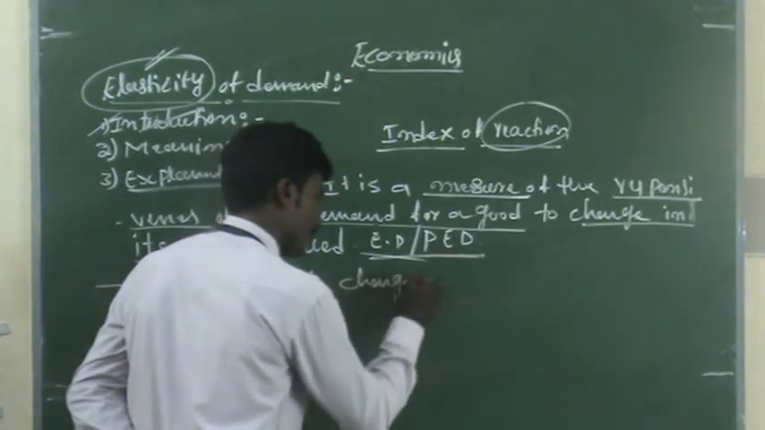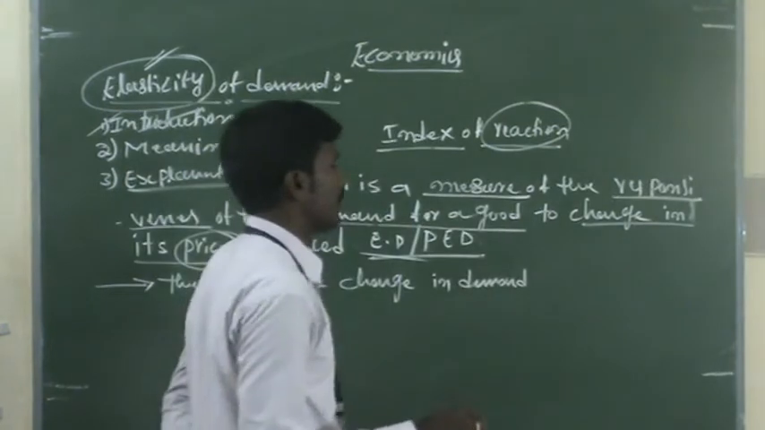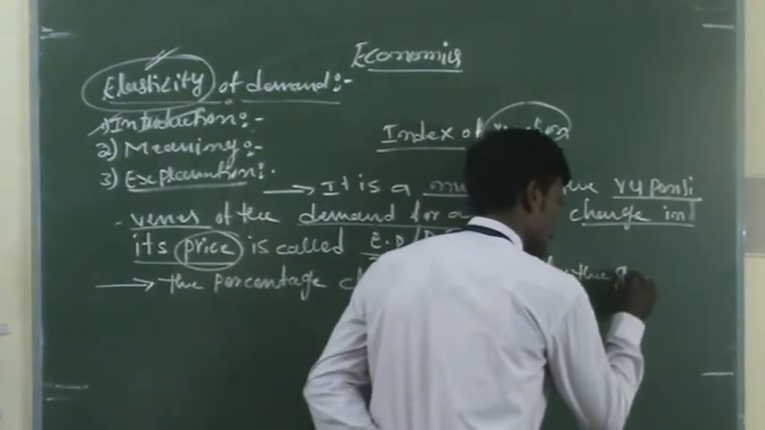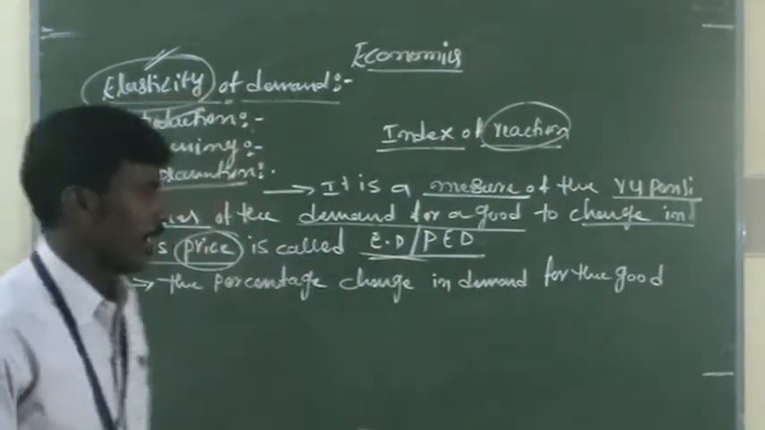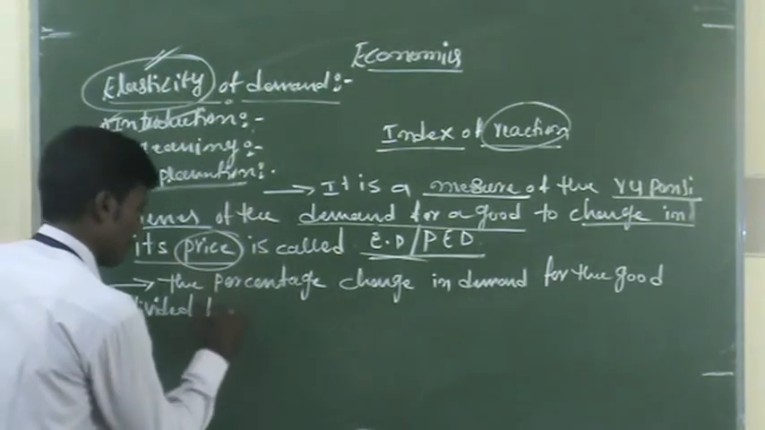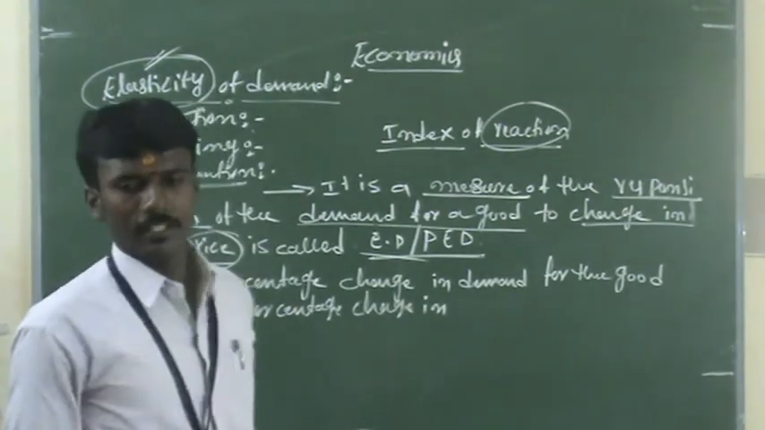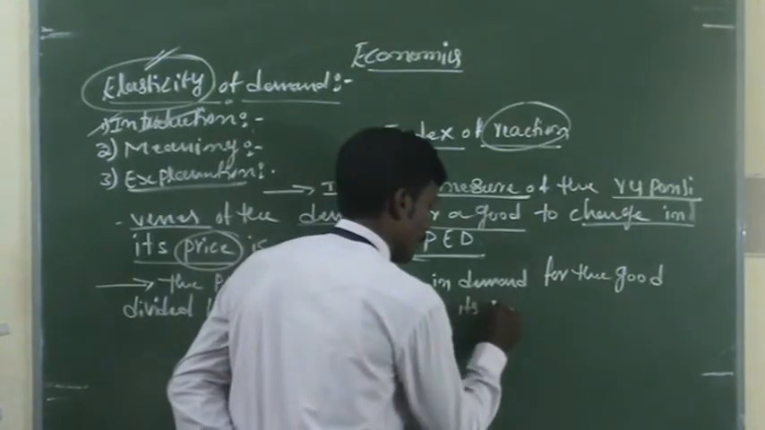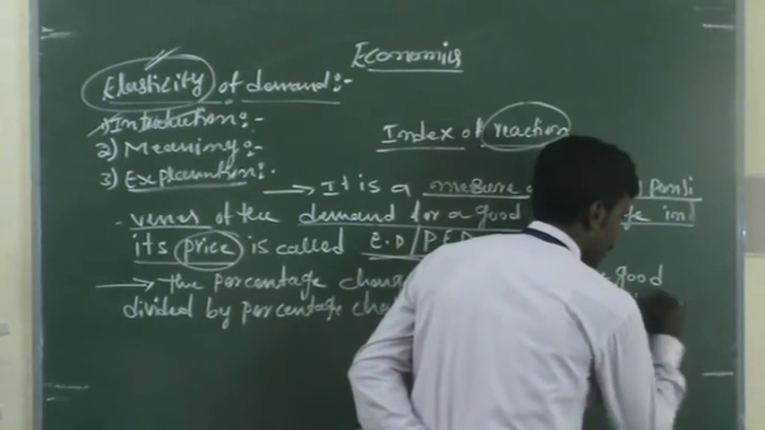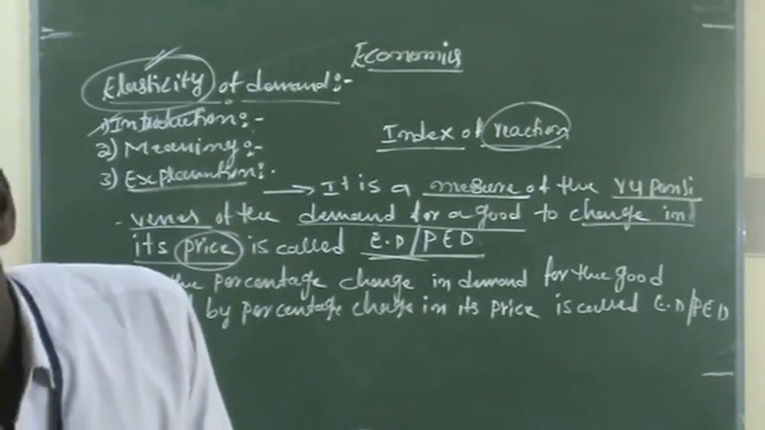The percentage change in demand for a good divided by the percentage change in its price is called or is known as elasticity of demand or the price elasticity of demand.